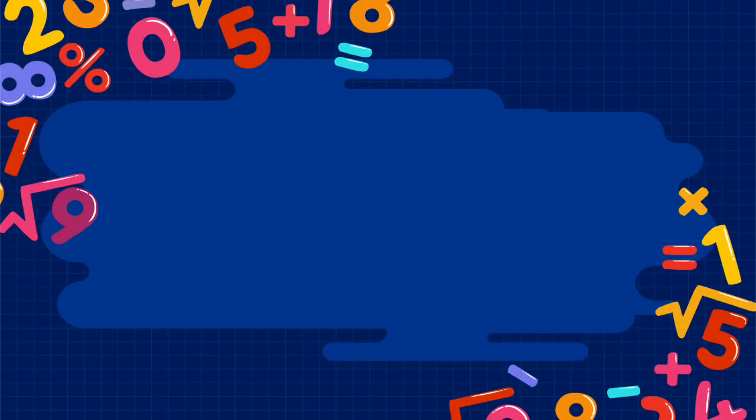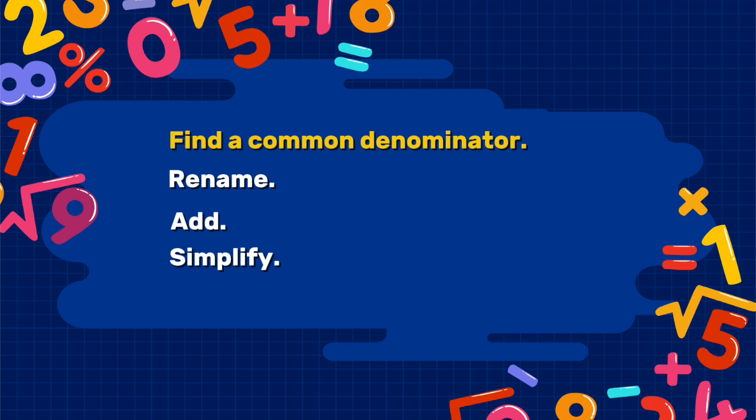So there you have it. That's how you add fractions with unlike denominators. Find a common denominator, rename with that common denominator, add, and then look to see if you can simplify.